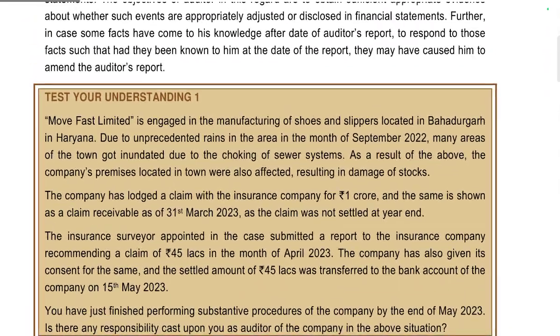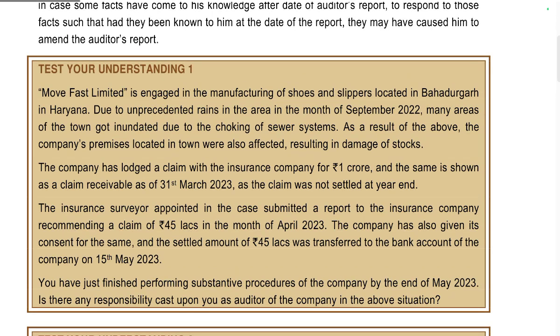Case study: Fast-Moving Limited, engaged in manufacturing shoes and slippers, is located in a town in Haryana. Due to unpredicted rain in the area in the month of September, many areas of the town were inundated due to choking of the sewer system. As a result, the company premises located in the town were affected, resulting in damage to stocks.